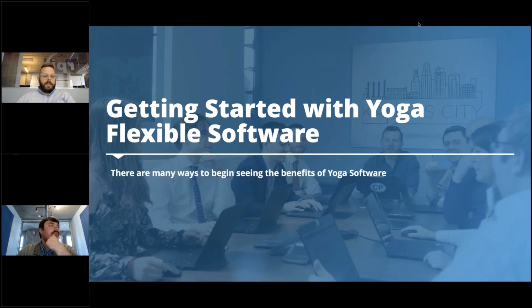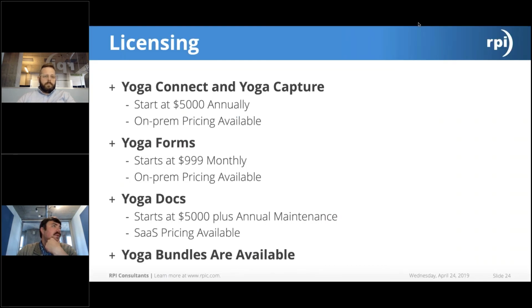Okay, so let's get started. Regarding licensing for Yoga Connect and Yoga Capture, it's starting at $5,000 annually, and then on-prem pricing is available depending on the solution and the requirements. Yoga Forms starting at $999 monthly, again with on-prem pricing available. Yoga Docs starts at $5,000 plus annual maintenance. SaaS pricing is available, and we also bundle all of these, so we have bundle options.